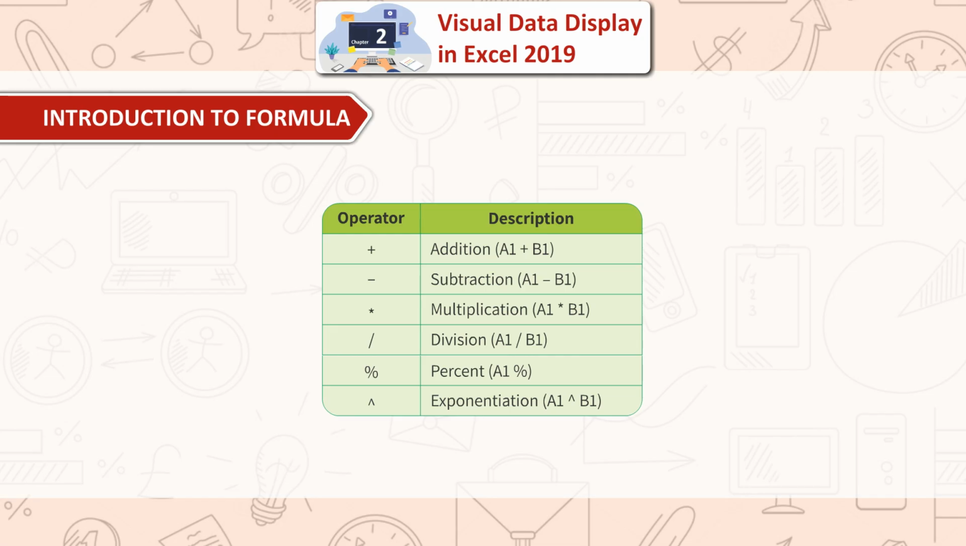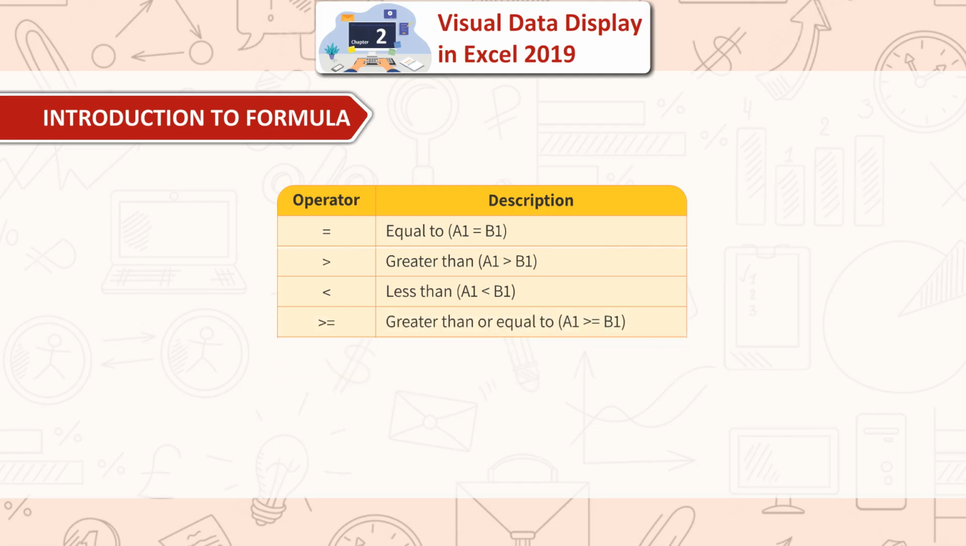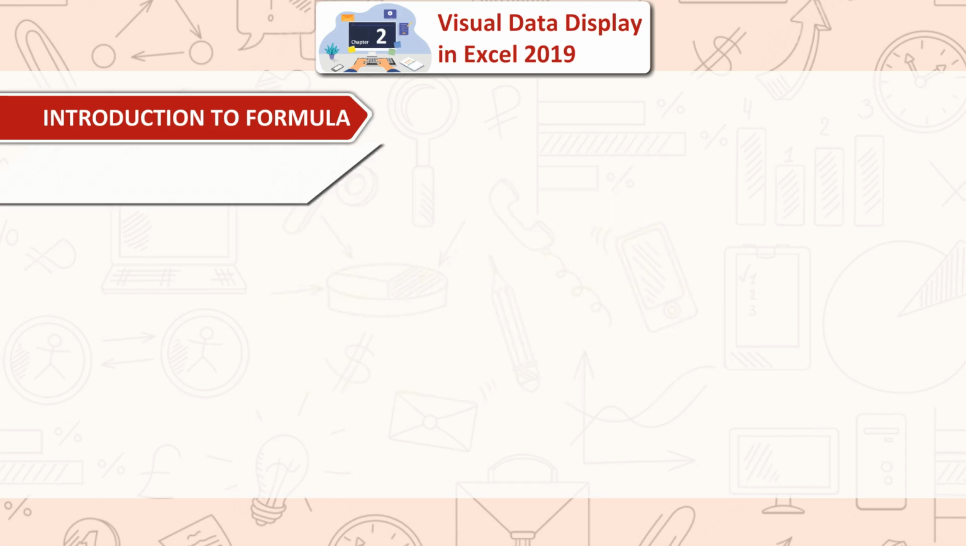Exponentiation: A1 exponent B1. Equal to: A1 equal to B1. Greater than: A1 greater than B1. Less than: A1 less than B1. Greater than or equal to: A1 greater than or equal to B1. Less than or equal to: A1 less than or equal to B1. Not equal to: A1 not equal to B1.